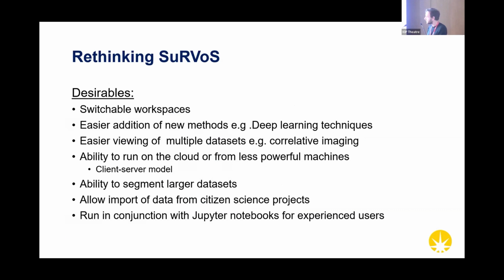So we had a rethink. We wanted various things. We wanted switchable workspaces, deep learning techniques, because that's what all the cool kids use nowadays. And we wanted the ability to view multiple data sets on top of each other, like for correlative imaging. And we also wanted to work on some other more bespoke stuff, like being able to run things in Jupyter notebooks using an API and so on.